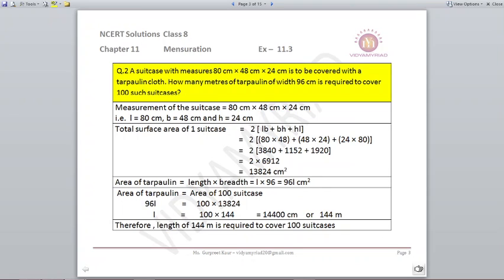So 96L is equal to 100 into 13,824. I can find L by dividing by 96. I get 14,400 centimeters. Now this length is coming in centimeters and I want the answer in meters. So I need to divide it by 100 in order to convert it into meters. That comes out to be 144 meters.